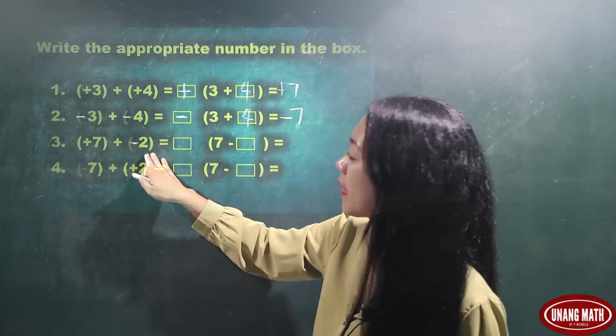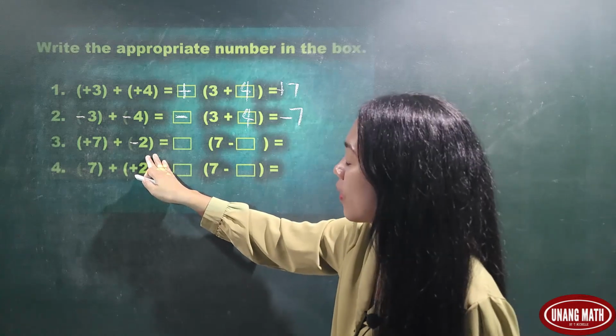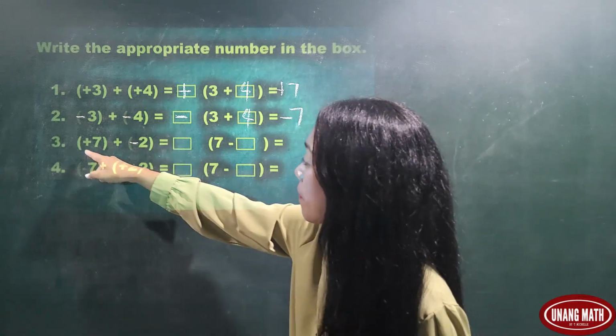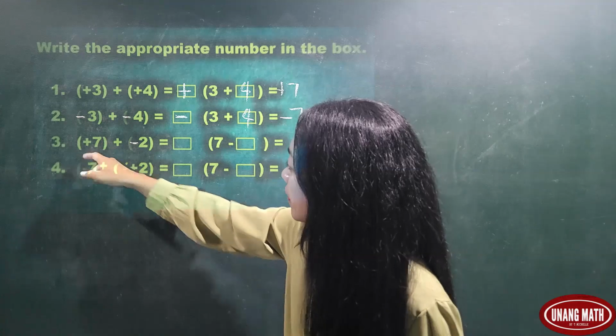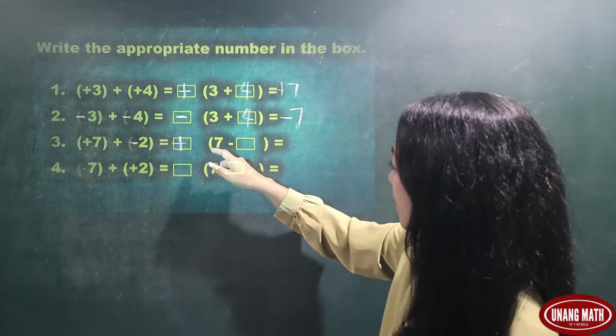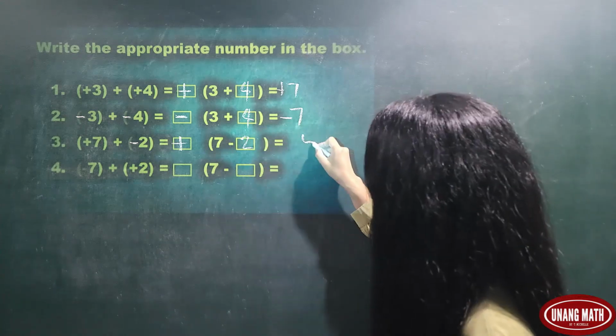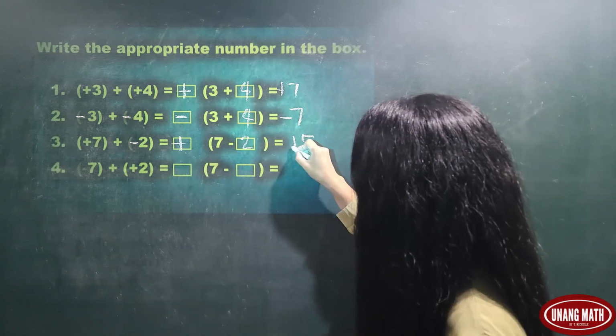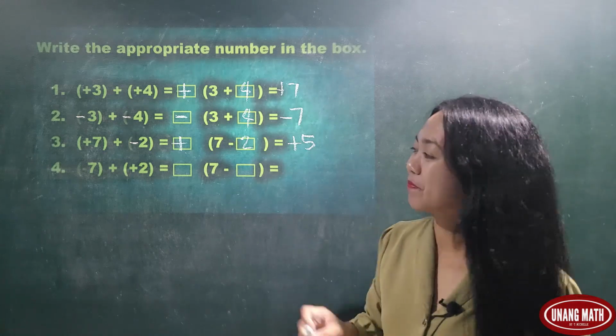Okay, number 3, positive 7 plus negative 2. Positive number plus negative number. Okay, we will follow the sign of the larger number. 7 is larger than 2. The sign is positive. Our answer must be positive. Get the difference. 7 minus 2, 5. Don't forget the sign. Positive 5.